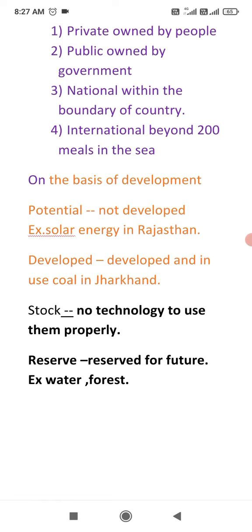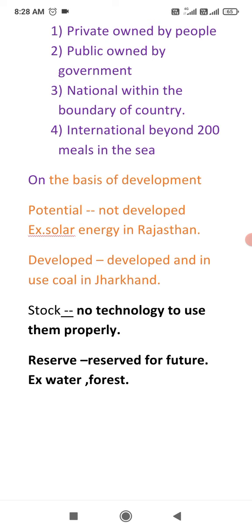And the next one, developed resources. Developed resources means resources which are well developed and in use. For example, coal in Jharkhand is a good example of developed resources. We know the quantity of coal there, and we are also using this coal in our plants, very well.